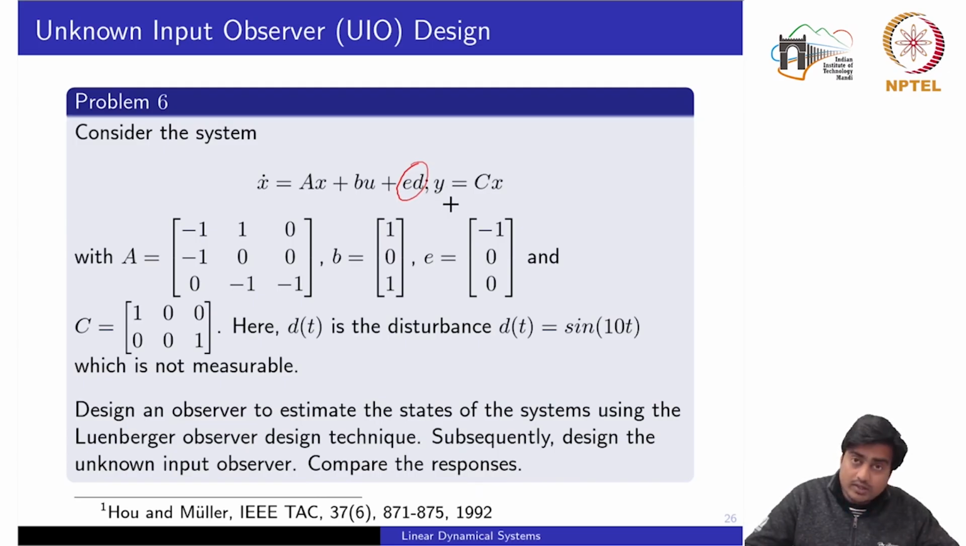Here we want to design two observers. In the first part we will design the Luenberger observer, which we have designed using the eigenvalue assignment technique, and the second we will design the unknown input observer. If you recall, in both observers we would be taking only the input and output variables as the input signals to the observer, because we are not supplying any information of the disturbance variable to the observer. Finally, we will compare the responses obtained from both the observers.